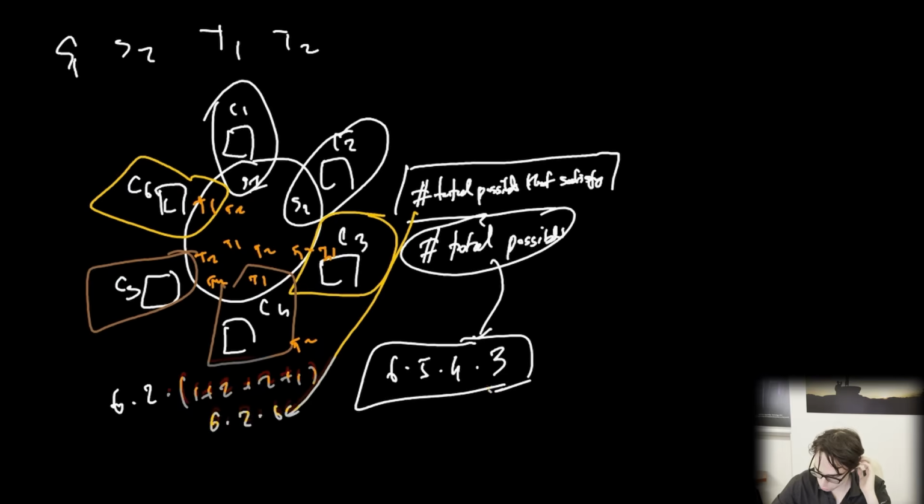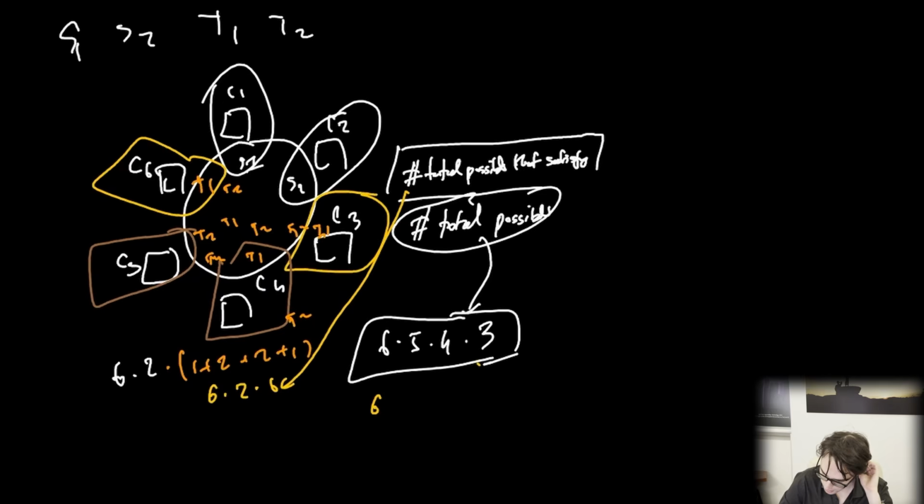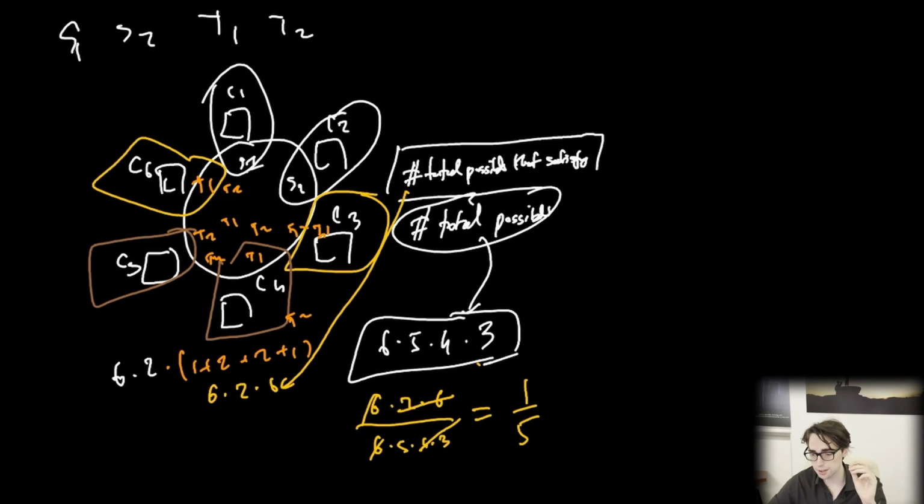Now we need to divide what? We need to divide 6 times 2 times 6 divided by 6 times 5 times 4 times 3. The 6's cancel out. 2 times 6 is 12, 4 times 3 is 12, and we get that the answer is 1/5. And is that a possibility? It in fact is. It's possibility B. For a second there I was afraid, like, oh no, there's no possibility of a 5.